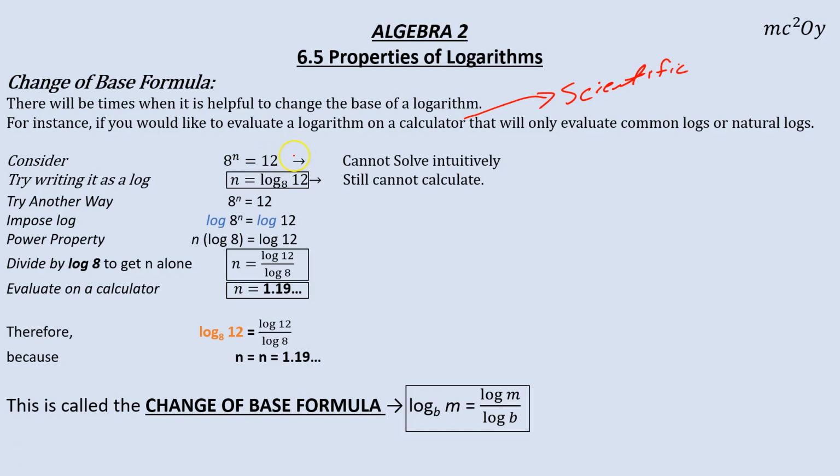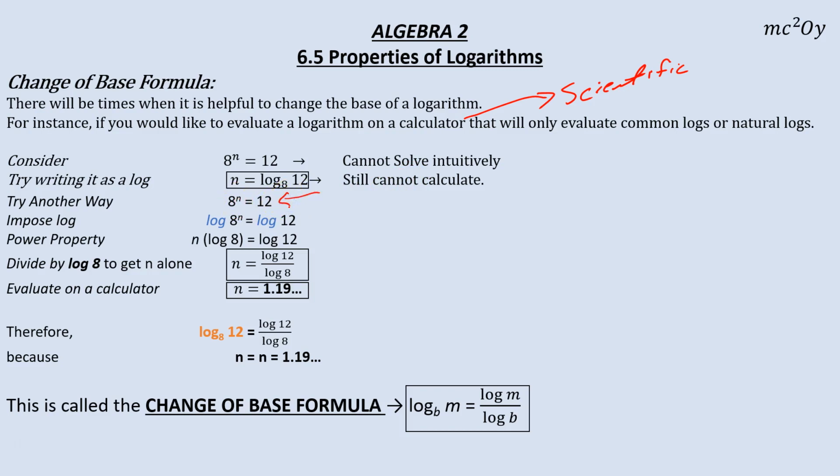Say we have 8 to the power of n equals 12. There's not a whole number power of 8 that gives 12, so it's hard to solve that intuitively. If you can't solve it in exponential form, I've always told students, write it in log form. So you have log base 8 of 12. Still, it's hard to calculate. So let's try another way. Let's go back to our original equation.